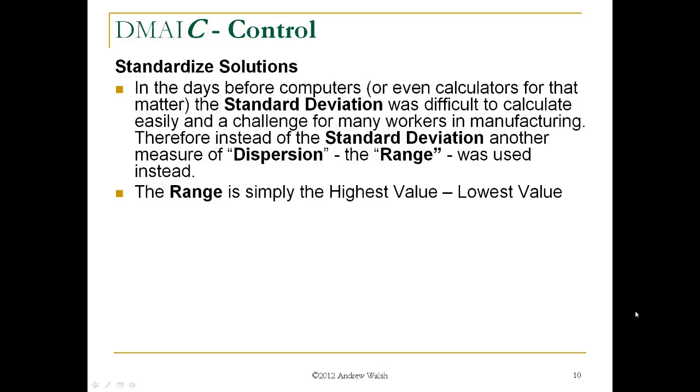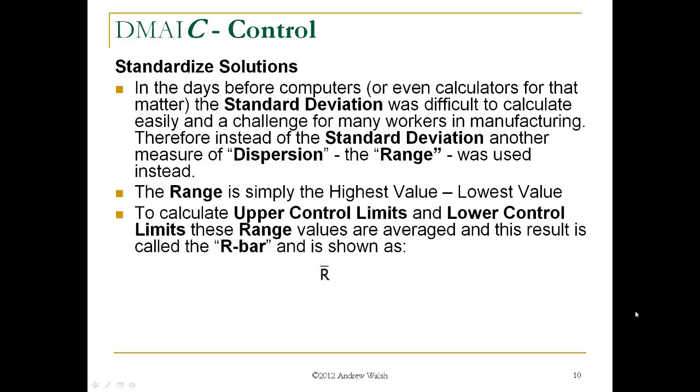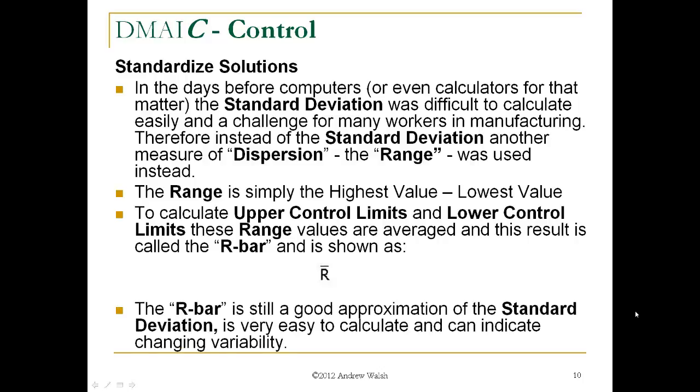Very easy to calculate. To calculate upper control limits and lower control limits, these range values are averaged, and this result is called the R bar, and is shown as R with a bar over it. The R bar is still a good approximation of the standard deviation, and is very easy to calculate and can indicate changing variability.